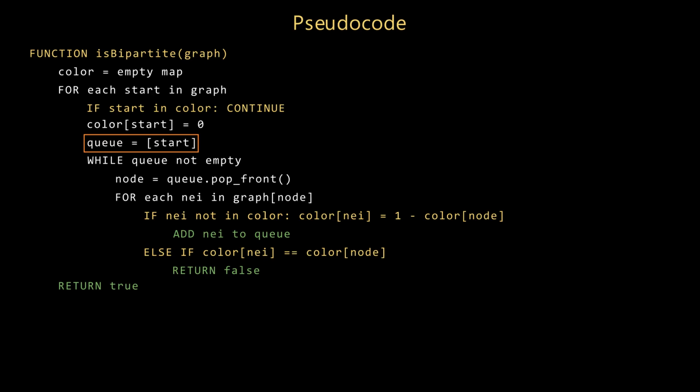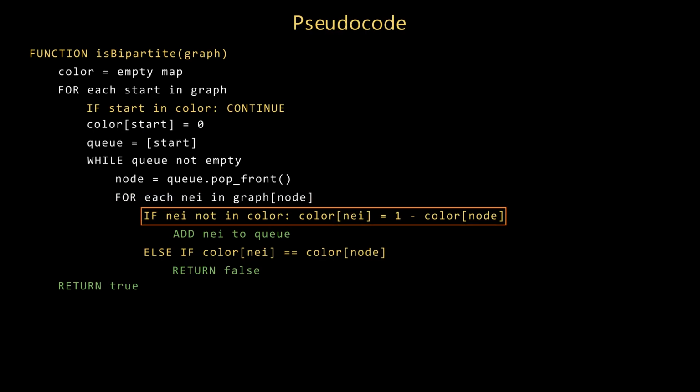Initialize the BFS queue with that start vertex. Continue while the queue has vertices to process. Remove the next vertex from the queue. Check every neighbor connected to this vertex. If the neighbor is uncolored, give it the opposite color. Then add that neighbor to the queue.